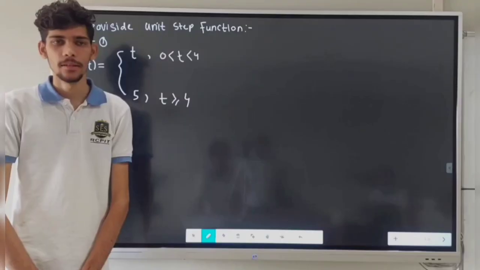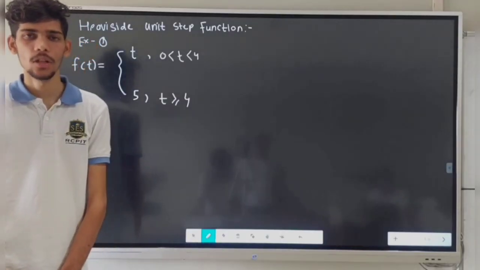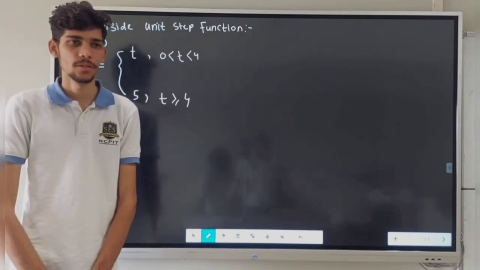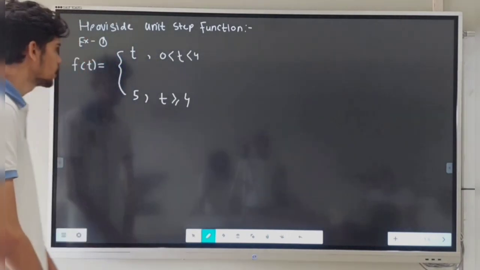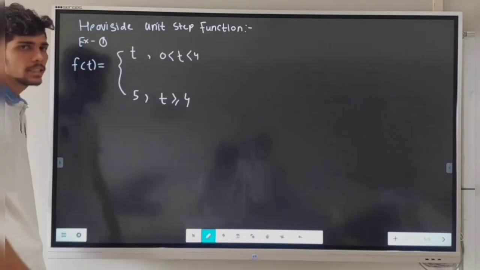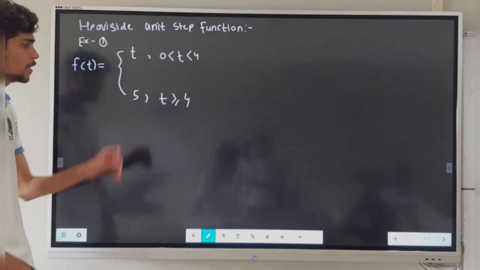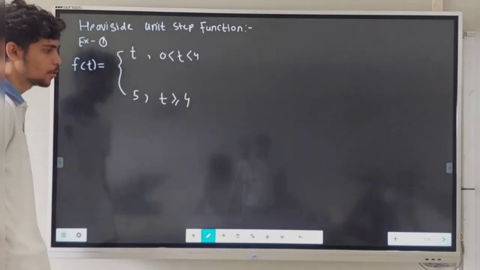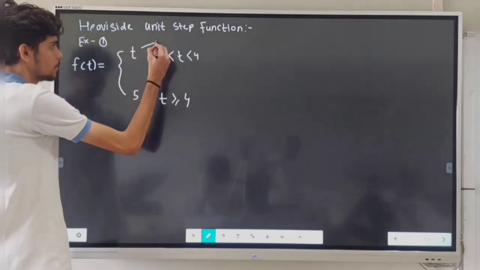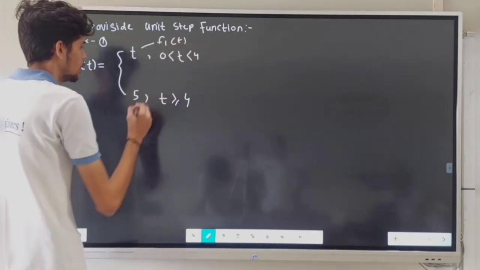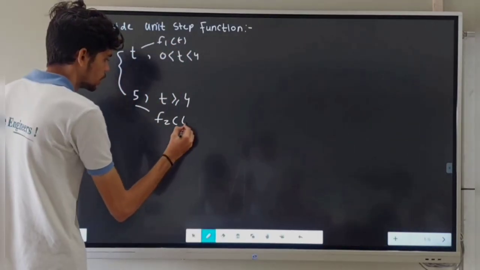Thank you. Myself, Jayesh Majan, I am here to solve a question on the topic Heaviside unit step function. Let's see the example. The example is given that f of t is t from 0 to 4, and 5 from 4 and more than 4. This is our first function and this is our second function.